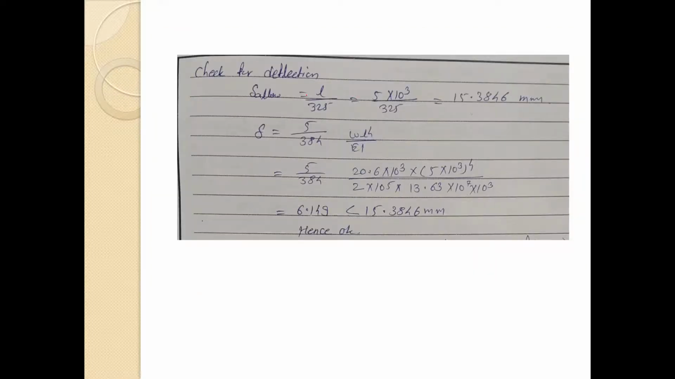And now check for the deflection, which is L by 325, that is 5 into 10 raised to 3 divided by 325, which becomes 15.38. So the calculated value of deflection is 5 by 384 into W L raised to 4 divided by EI. By putting all the values, we will get the value of deflection as 6.149, which is lesser than 15.38. Hence, the section is okay.